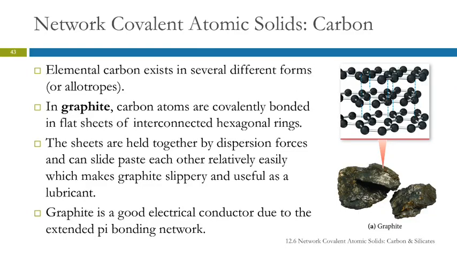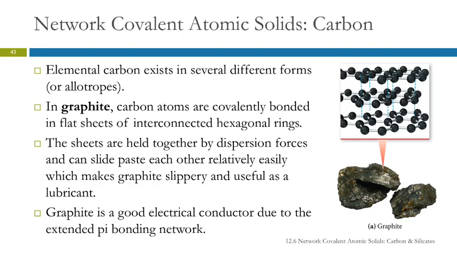Now we'll look at those network covalent atomic solids. So carbon is a great example of this. Elemental carbon exists in several different forms. The ones you're most likely aware of are graphite and diamond, but there are other ones as well.